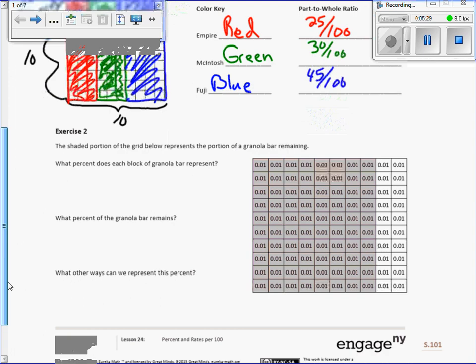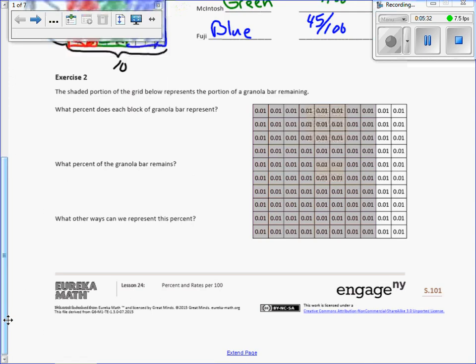Exercise 2. The shaded portion of the grid below represents the portion of a granola bar remaining. What percent does each block of granola bar represent? Well, we have 1, 2, 3, 4, 5, 6, 7, 8, 9, 10 across and 1, 2, 3, 4, 5, 6, 7, 8, 9, 10 down. There are 100 squares. So if we remember what this means, this is 10th, and this position is 100th.